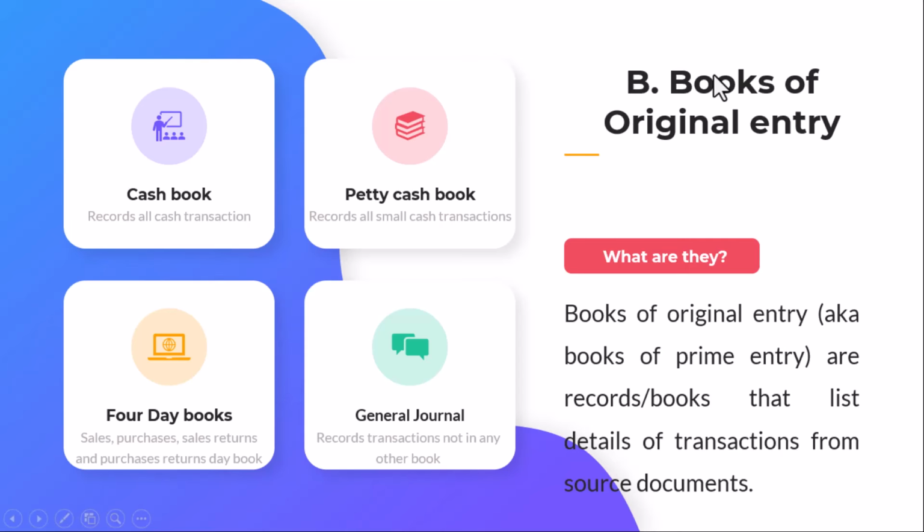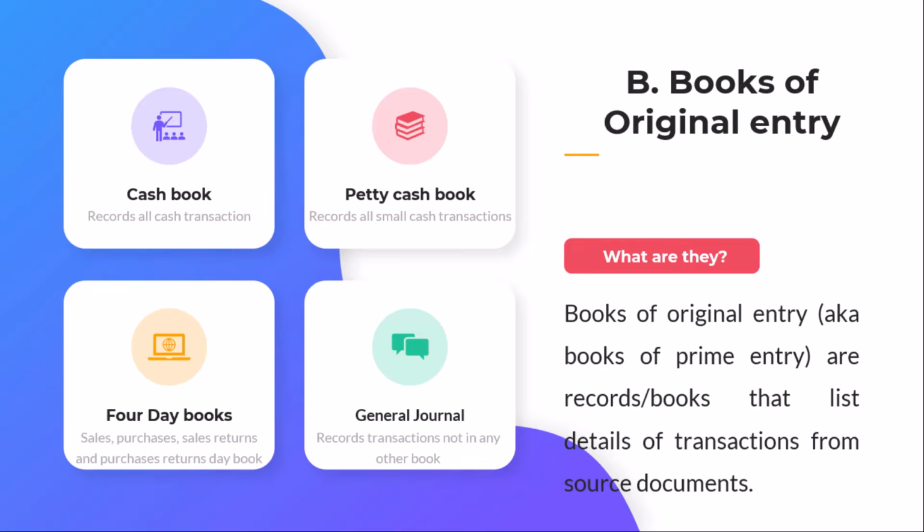Information from the source documents is summarized in what are known as books of original entry. The key books of original entry include the cash book, petty cash book, the four day books, and the general journal. The cash book records all cash transactions. The petty cash book records all small cash transactions. The sales day book records all sales that were done on credit. The purchases day book records all purchases that were done on credit.